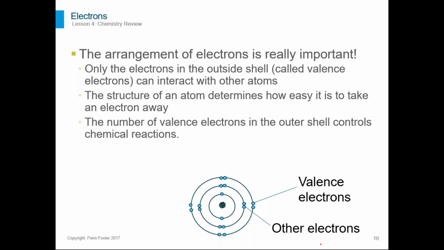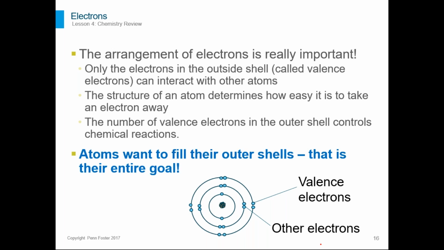And the number of valence electrons in the outer shell completely controls chemical reactions. It will decide what other atoms this atom can interact with and how many of them it'll interact with. The whole goal of atoms, the whole reason that chemical reactions happen, is that atoms want to fill up their outer shells. Okay, that's the entire goal. They want those shells to be completely full, to have the maximum number of electrons.